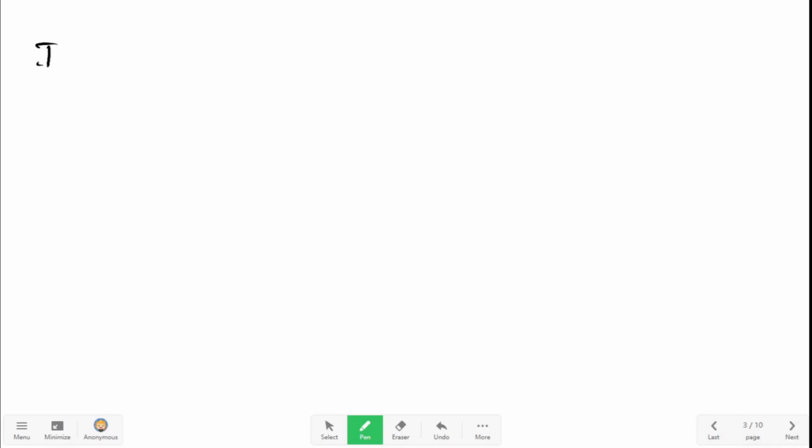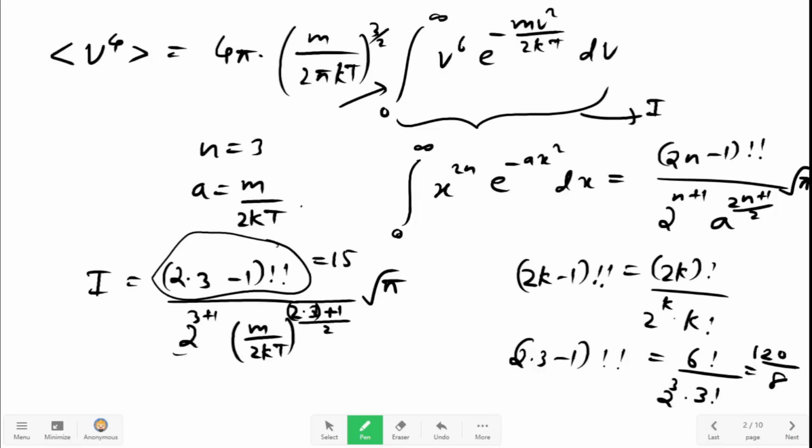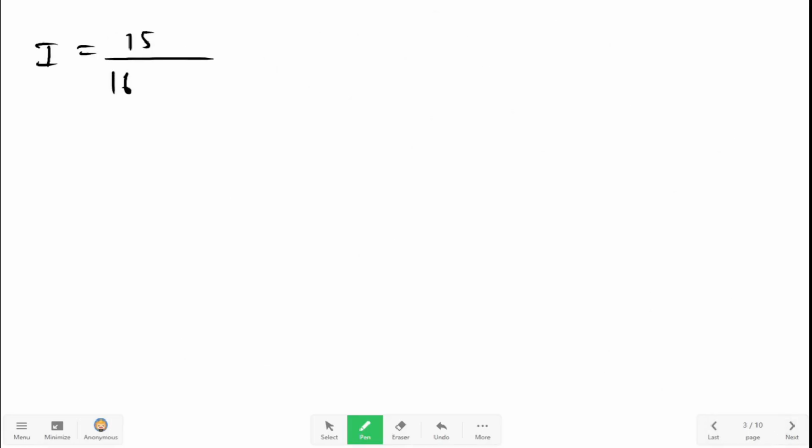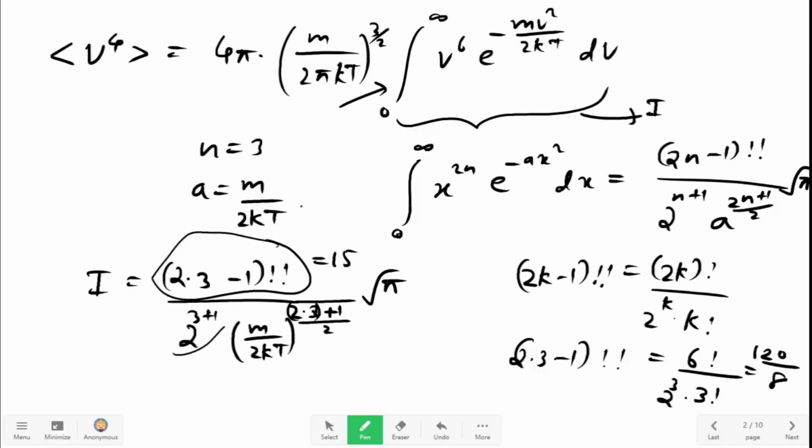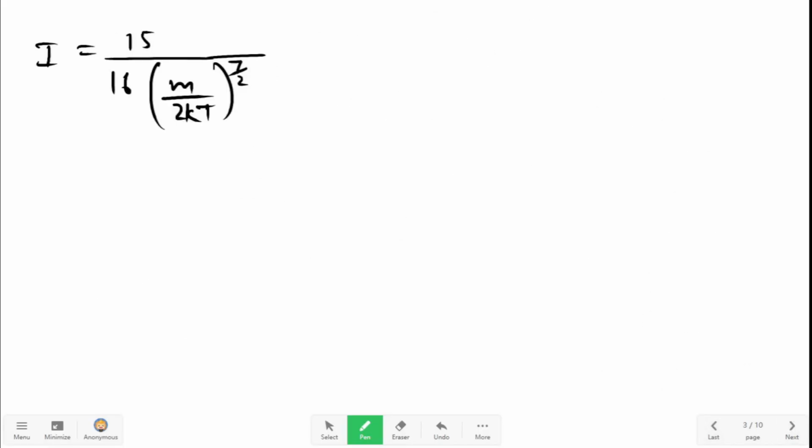I becomes 15 divided by 2 raised to 3 plus 1, this is 2 raised to 4, which is 16, times m by 2 kt the whole raised to 2n plus 1 divided by 2, which is 7 by 2. And then we have root pi here. This is the I value.